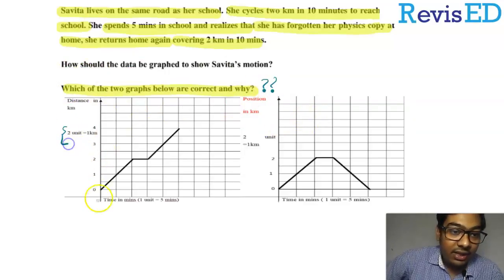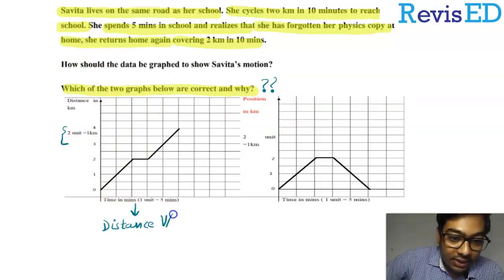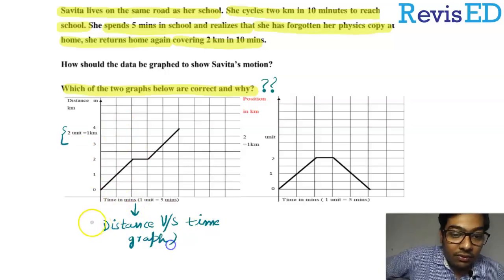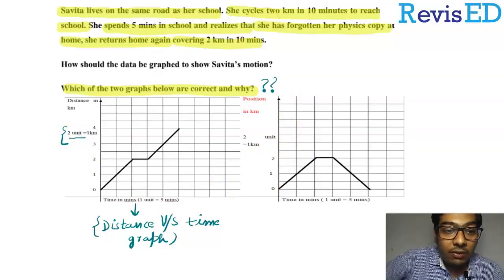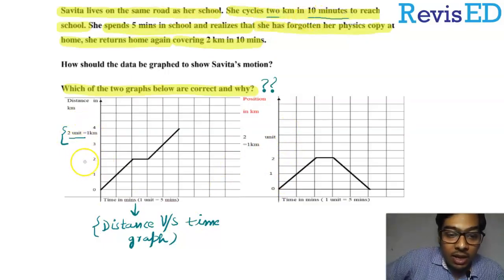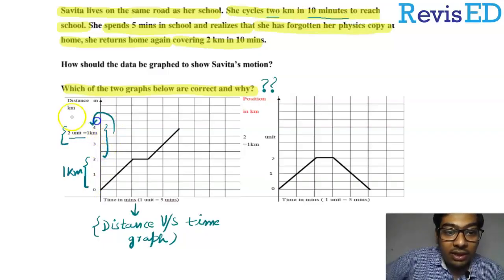So this is the first graph. This is the graph between distance and time, the distance versus time graph. In this graph we have assumed 2 units to be equal to 1 kilometer. Suppose she has covered 2 kilometers in 10 minutes. So on 2 units, the distance will be 1 kilometer, and on 4 units, our distance will be 2 kilometers. So this is our 2 kilometers. In this way she has covered 2 kilometers of distance.